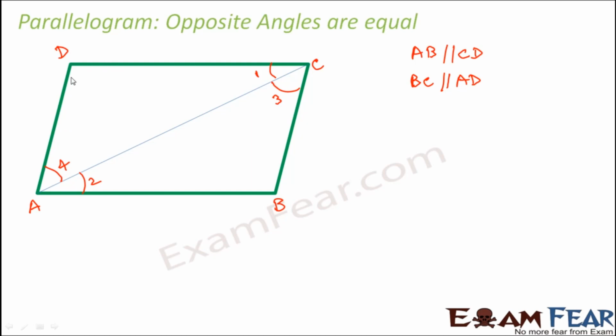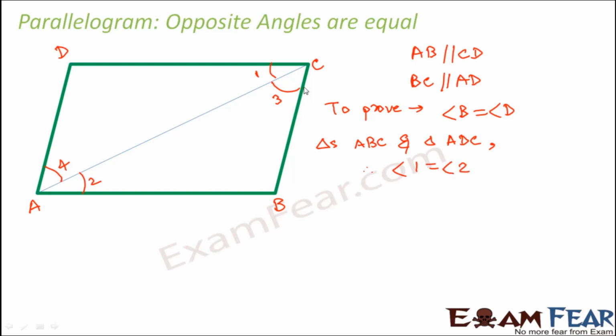And we want to prove that angle B is equal to angle D. They are the opposite angles. So we want to prove that angle B is equal to angle D. So what do we do? Again, we compare triangles ABC and triangle ADC. And we find that since AB and CD are parallel to each other, therefore angle 1 is equal to angle 2.